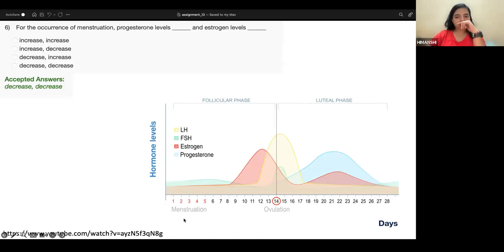And during the menstruation, they are asking what happens to the estrogen and progesterone levels. So estrogen is this red one and progesterone is this blue one. You can clearly see during the menstruation, both of these levels are low. Hormones are low, right? Not enzymes, hormones. My mistake. So during menstruation, both progesterone and estrogen levels are low, right?